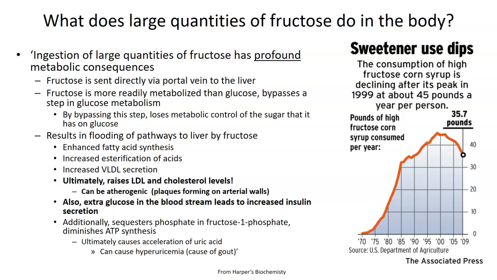So because of this, and because people became aware of this, high fructose corn syrup became demonized a few years ago, and we can see by the image on the right, sweetener use dips. We use less high fructose corn syrup on any given year nowadays. So it was up at about 45 pounds in the year 2000, and nowadays it's down to around 37 pounds. Probably a little bit lower even than that.